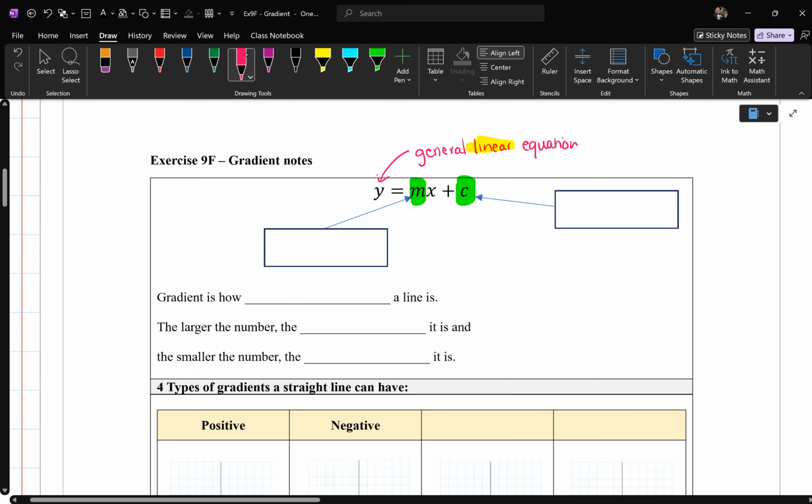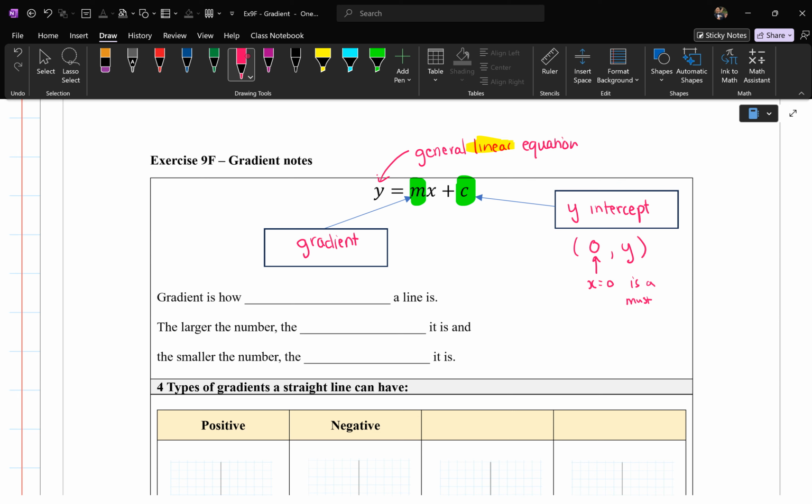Now, you're just going to fill this in here. m is known as the gradient, and c is known as the y-intercept, the thing that you learnt in exercise 9E, so how to find the y-intercept. And hopefully you remembered that for the y-intercept, the x-coordinate has to be 0. So x equals 0 is a must in order for you to have a y-intercept. Just write those notes down.